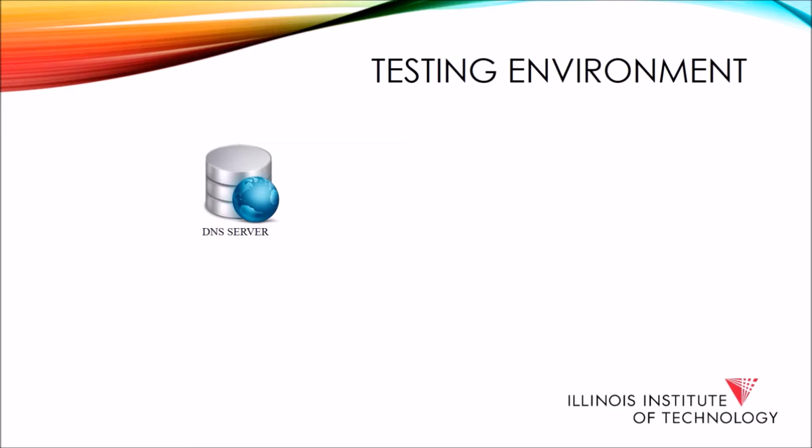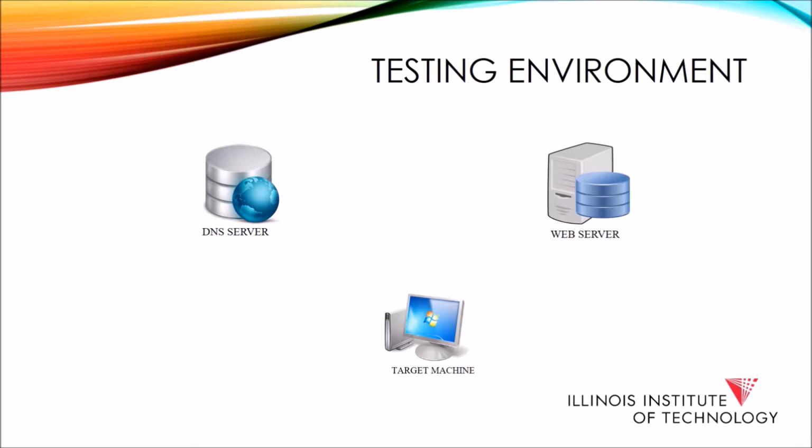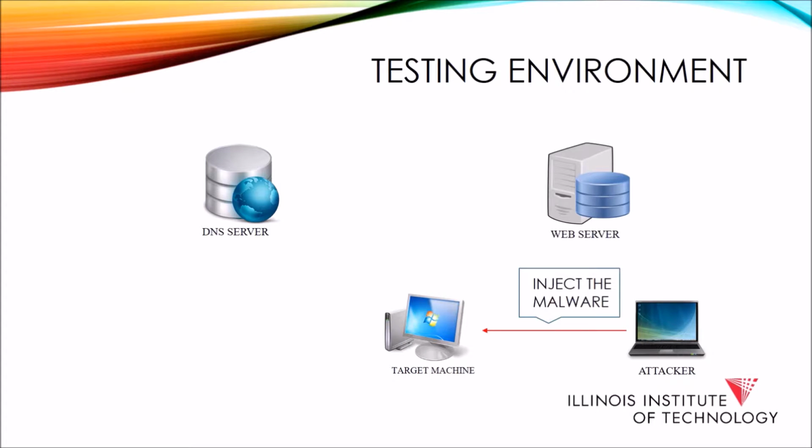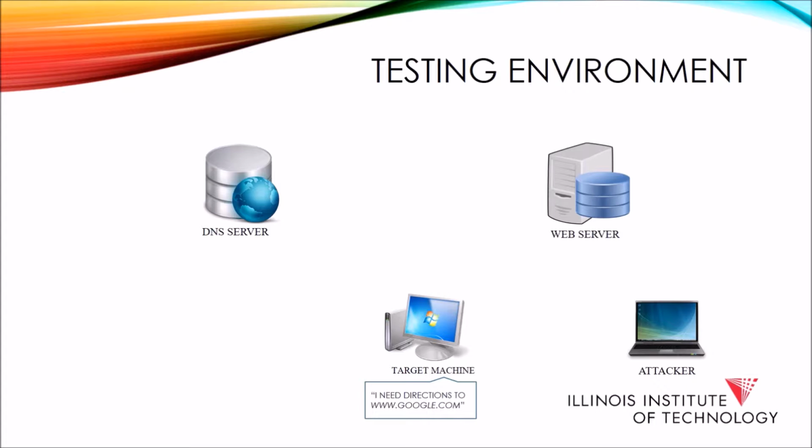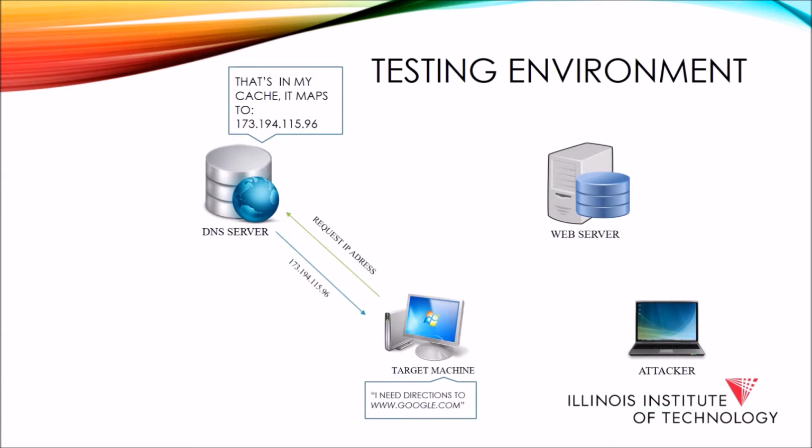In this project, we use DNS as a channel for malware. We want to compromise a computer by injecting malicious code in there and send instructions to a target machine. Now that the target machine is affected, suppose that the user needs to go to google.com. The target machine will request an IP address from the DNS server. If that name is stored in the DNS cache, it will map to an IP address, and finally the user can access google.com.